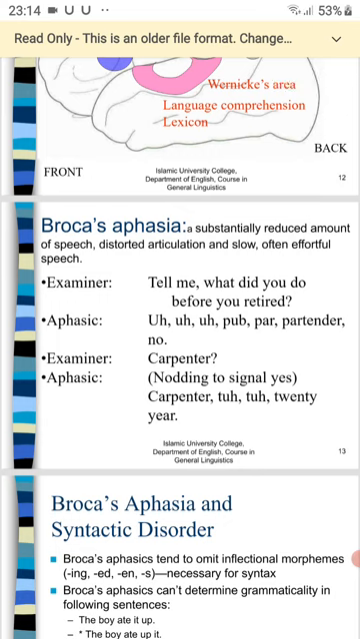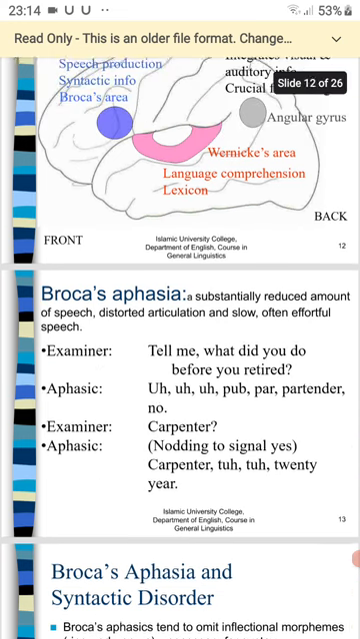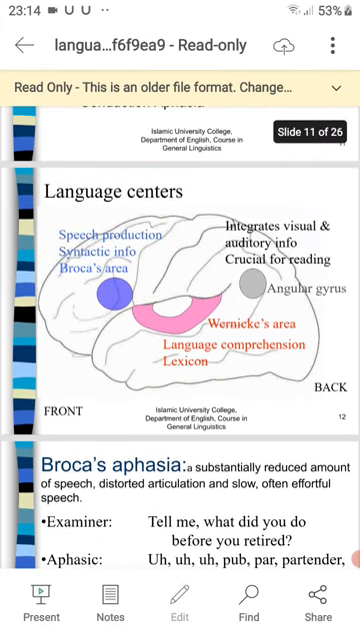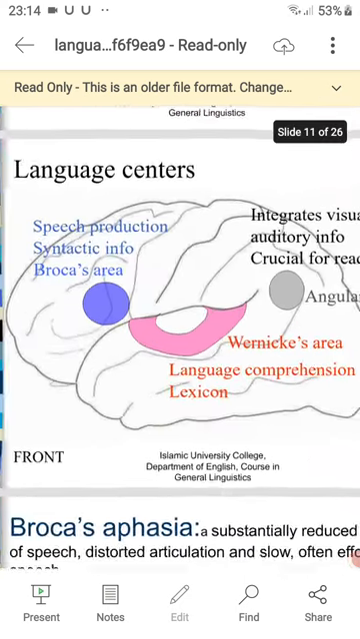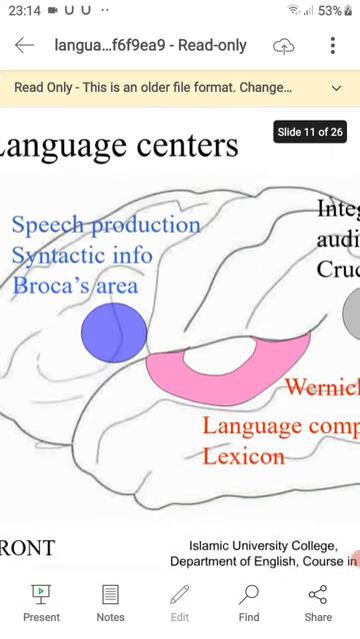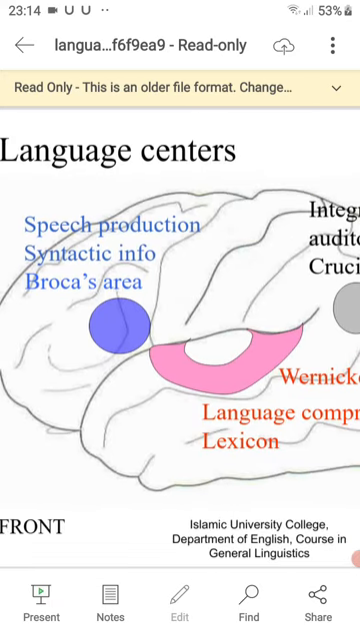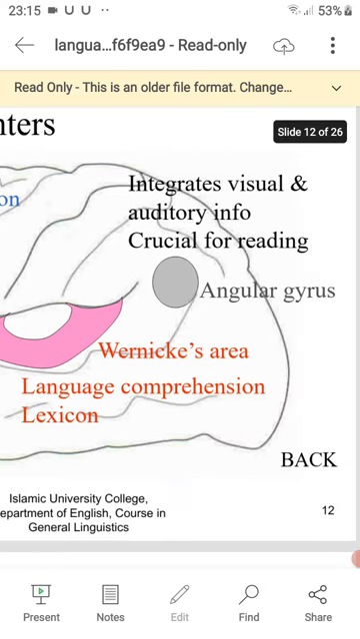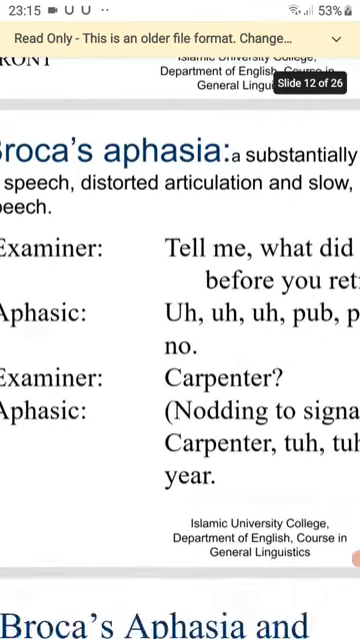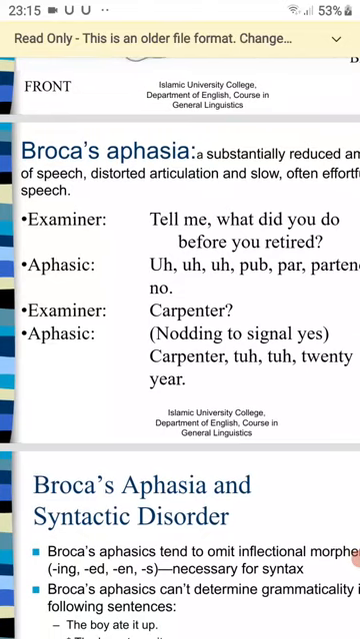substantially reduced amounts of speech and disordered articulation. Again, it's really important, the language centers. In the phonic and speech production, look here, it is really important. Speech production has a problem in syntax, in grammar, but in the phonic, comprehension. Okay.